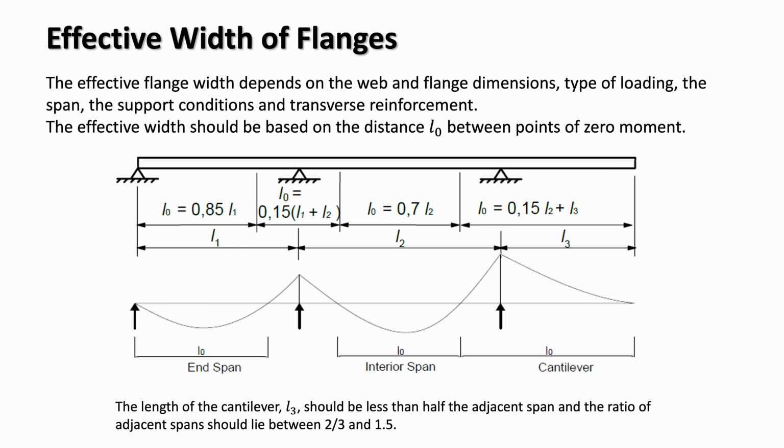The key parameter is the distance L0 between points of zero moments, and we use the Eurocode limits for end spans, interior spans, and cantilevers when calculating it. It is important to emphasize here that in this picture, we are looking at the beam, and these boundary conditions, or the supports you see, are the columns. It's what the beam is resting on.